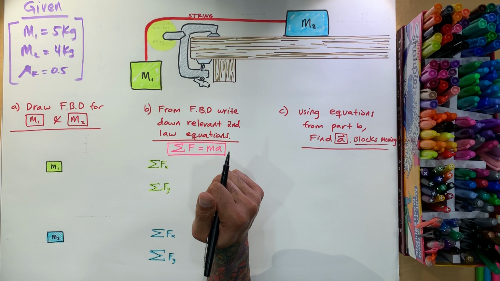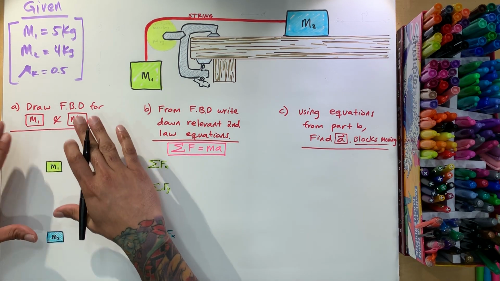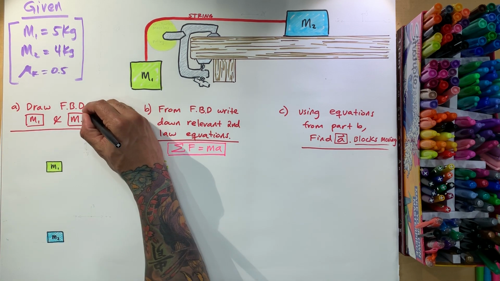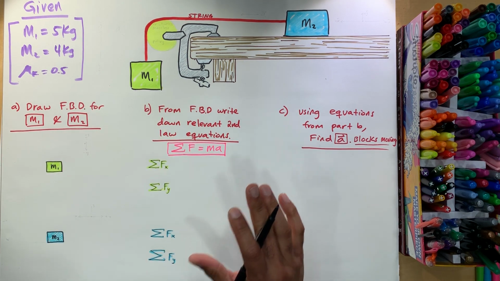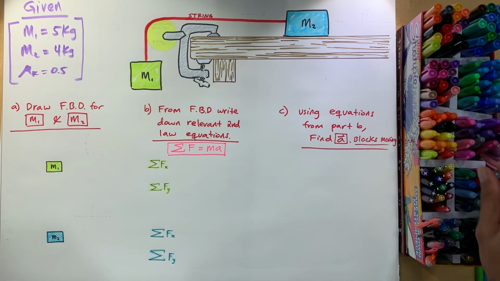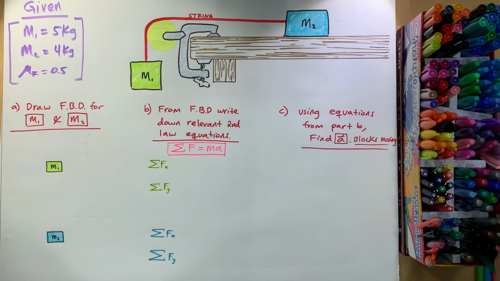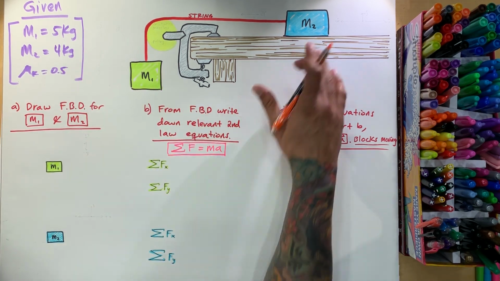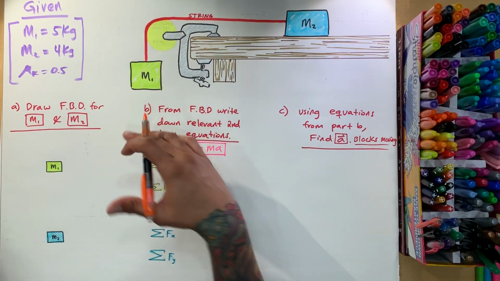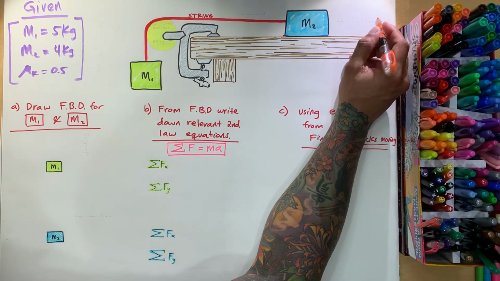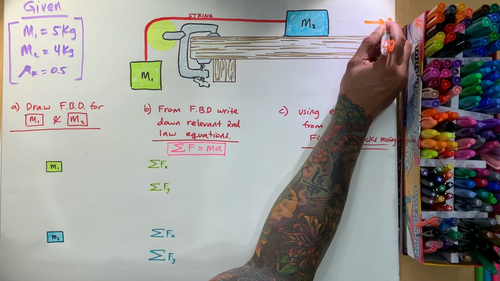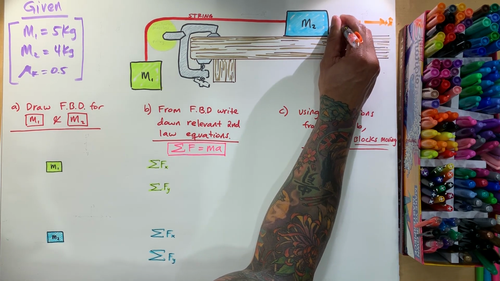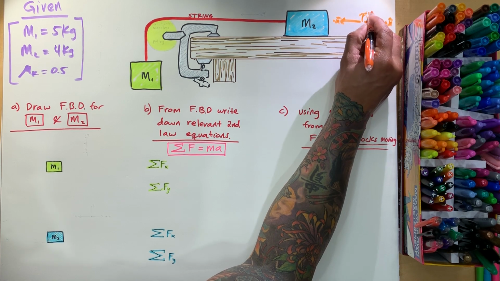Our first question: draw a free body diagram for M1 and M2. Before we begin, we always want to establish one thing, or at least I do, because it definitely gets tricky if you don't do it first. I like to establish my coordinate system. When this moves and this moves up and down, is it positive or negative? I'm going to say that to the right is positive x hat, and to the left is negative x hat. Up is positive y.